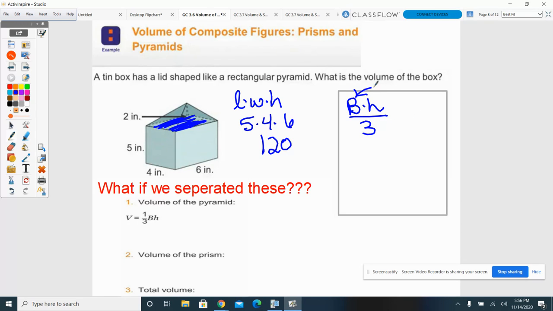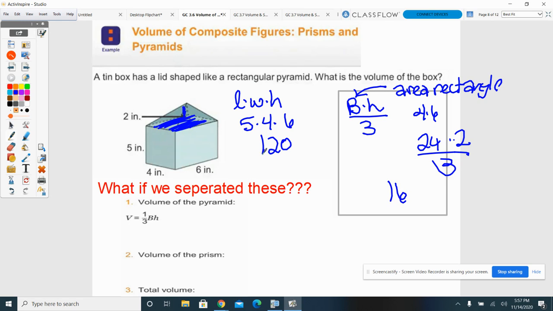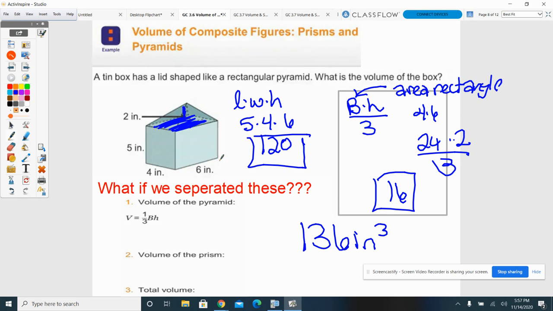So big B is going to be the area of the rectangle, which is 4 times 6, or 24. Take it times the height, which was right through the middle, and I kind of covered it up, times 2, divide by 3. 24 times 2, divide by 3, and I get 16 for that guy. So 120 for the bottom, 16 for the top. You add them together, and that's 136. We're talking about inches cubed.